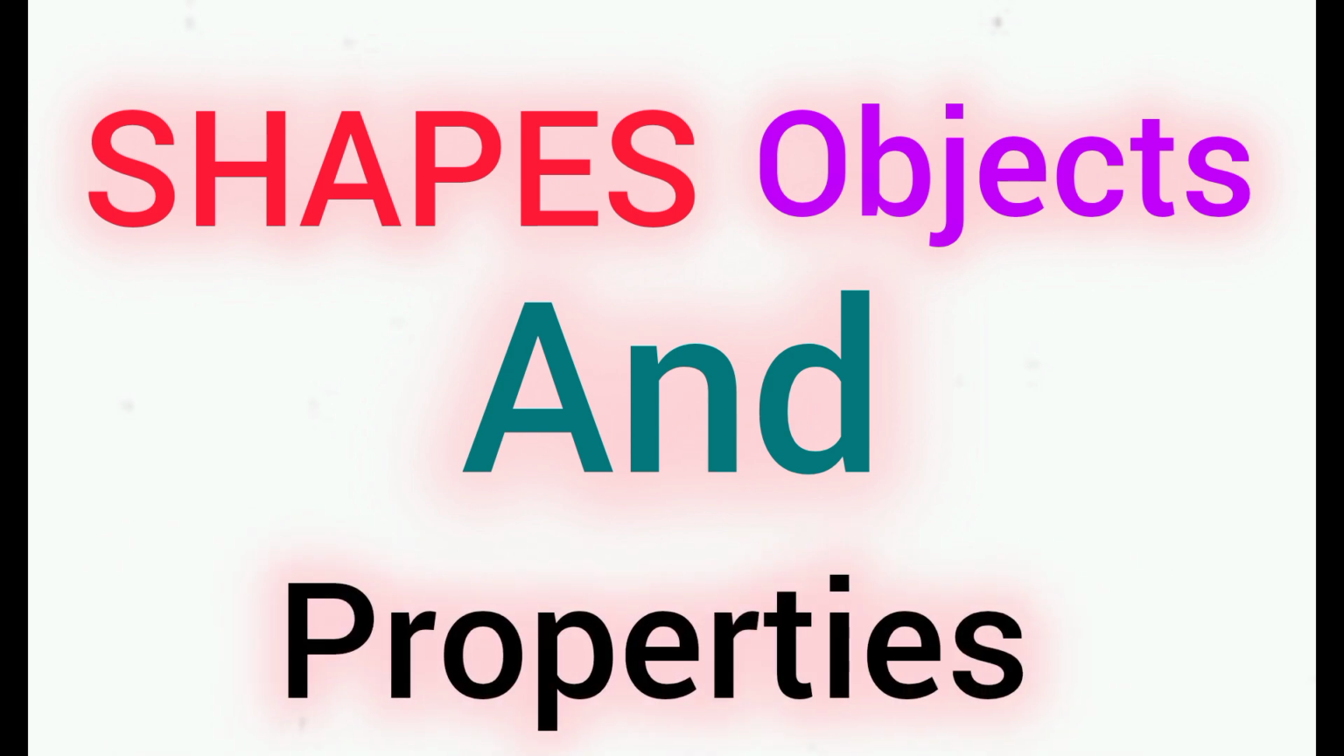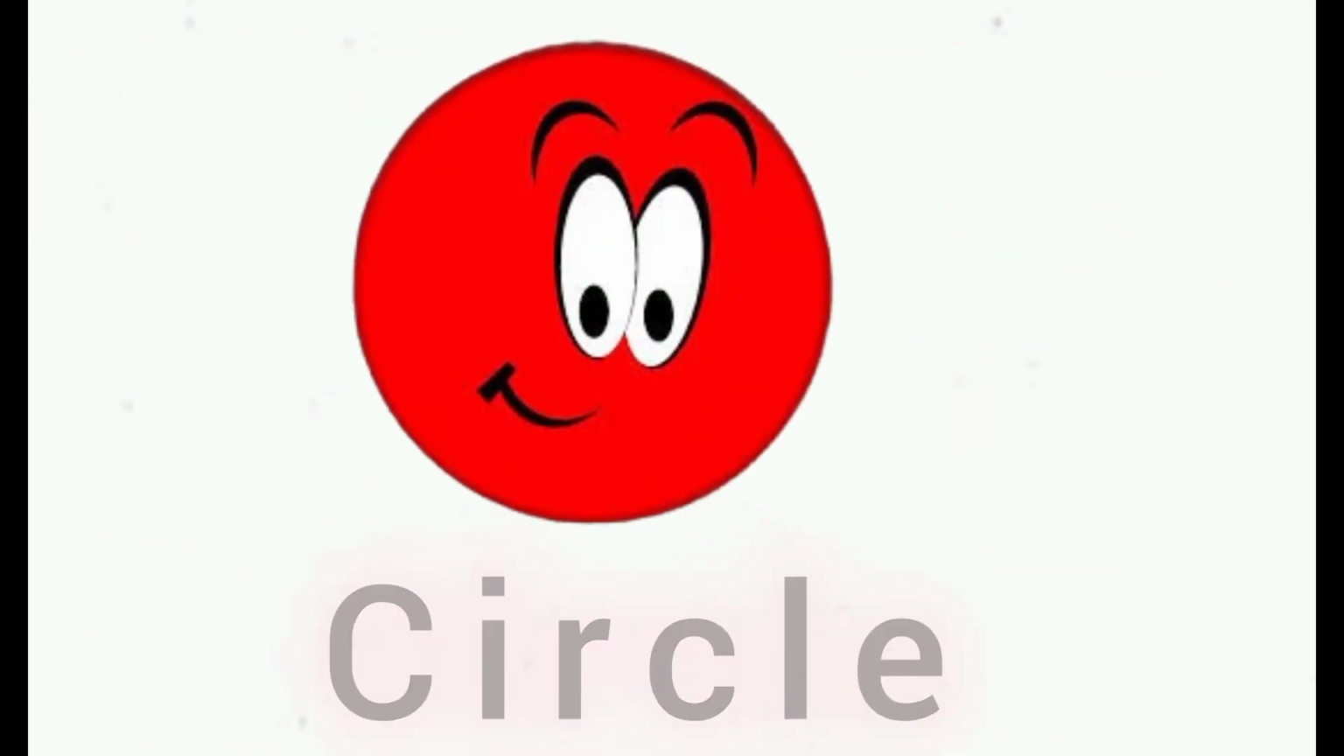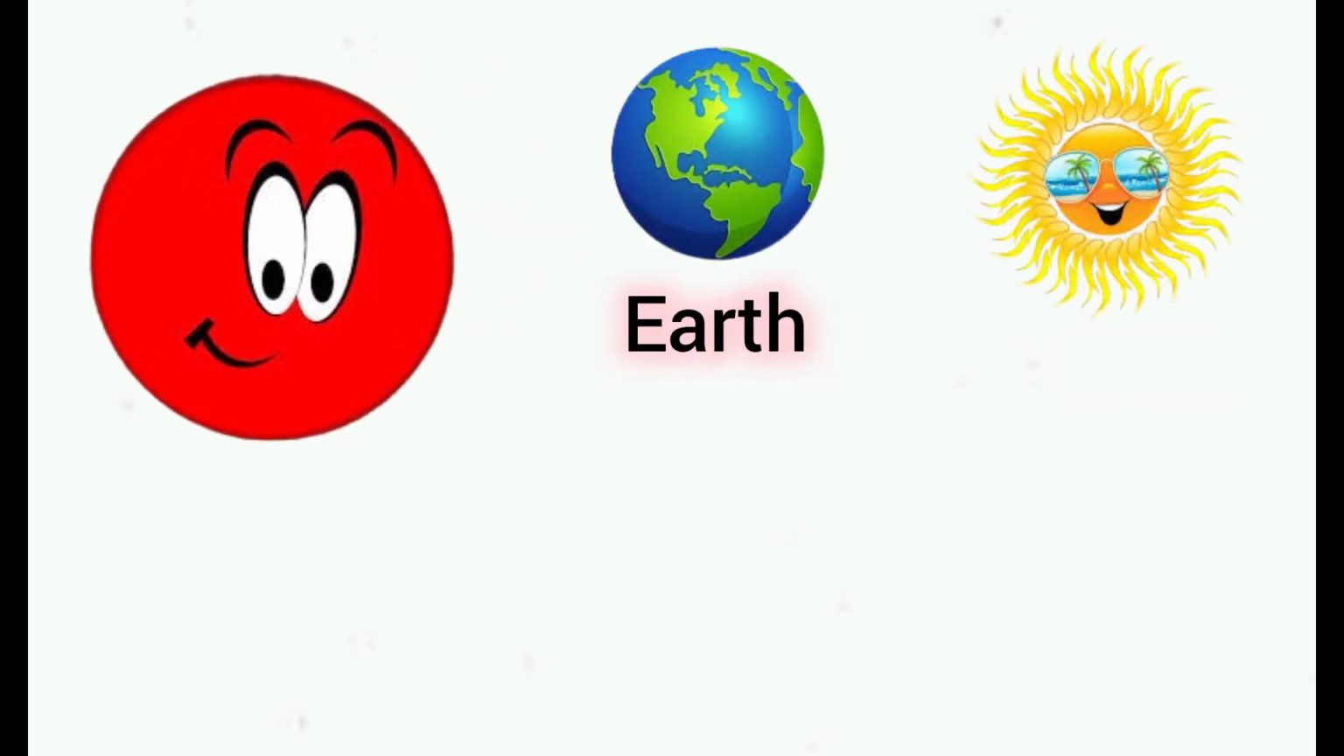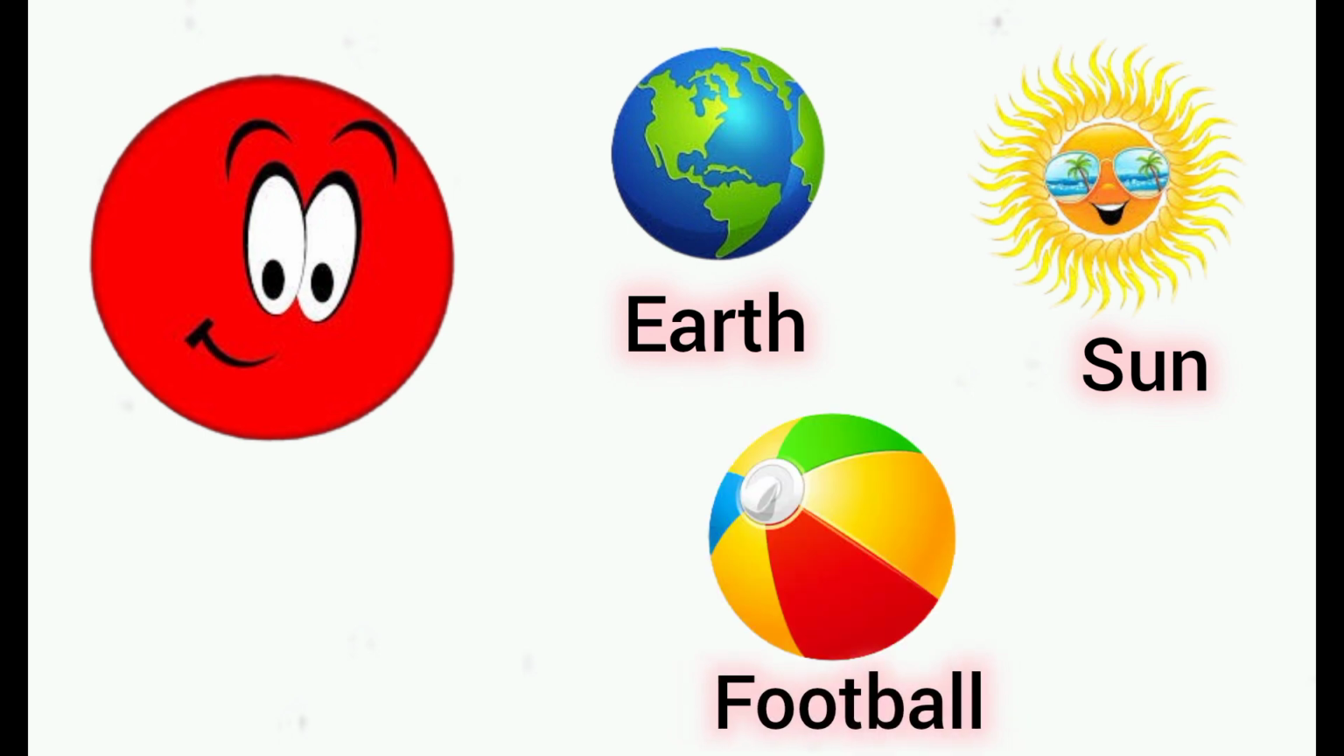Shapes, objects, and properties. Circle. Earth shape is circle. Sun shape is circle. Football shape is circle.